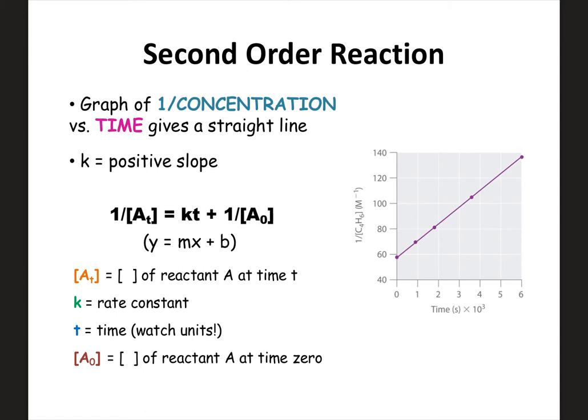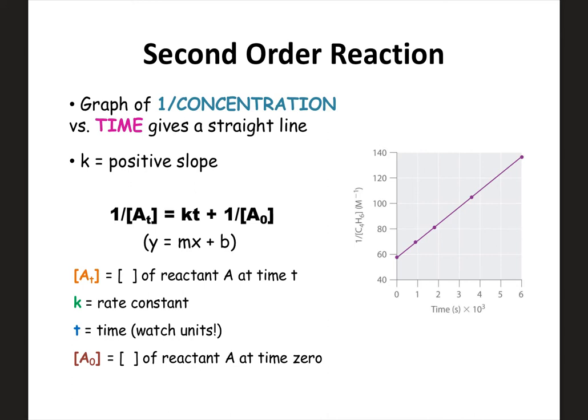If you plot 1 over the concentration versus time and you get a straight line, that indicates here that a reactant is second order. So this time we're doing 1 over the concentration versus time, giving us a straight line. This time we get a positive slope, and you should be familiar with that. You should understand here that if you're getting a straight line for zero or first order, it's going to have a negative slope, and if you're getting a straight line for second order, it's going to have a positive slope.